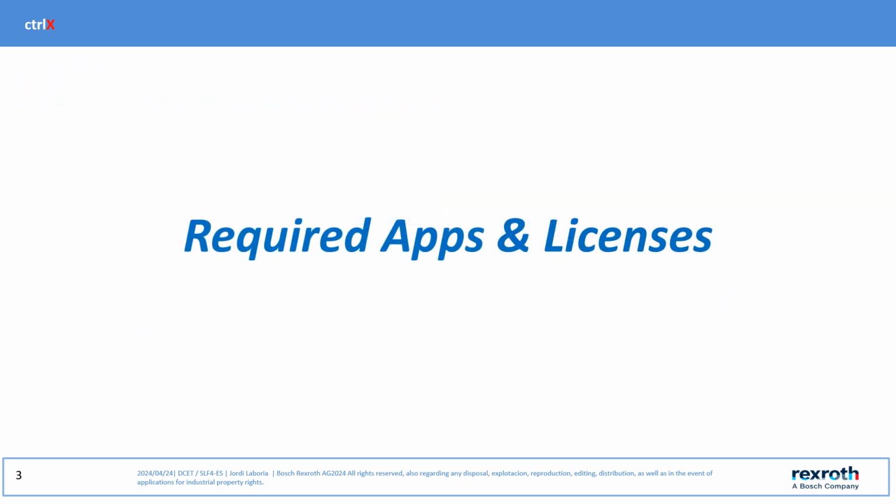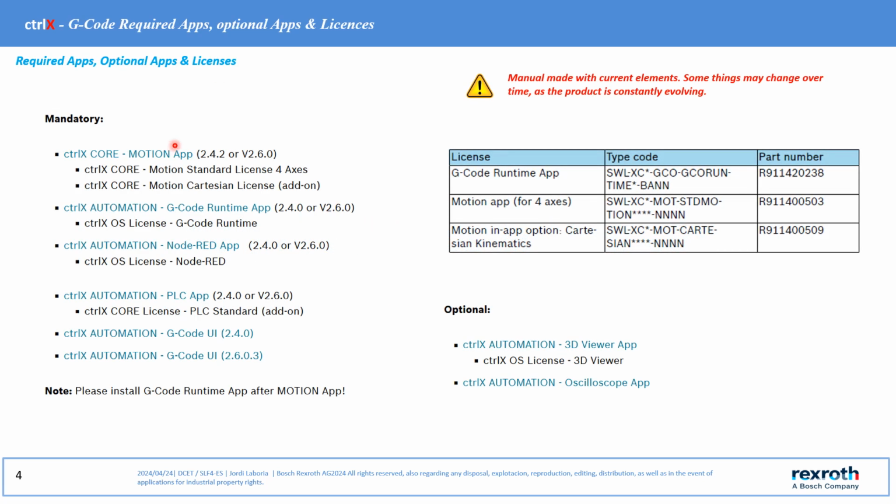Apps and license required. In this image, you can see the applications and licenses required to control the system. License for Motion, license for the G-code application, license for the Node-RED, license for PLC, functional package for the PLC template, list of licenses with their reference number. Optionally, licenses can be installed for the 3D visualization and the oscilloscope.